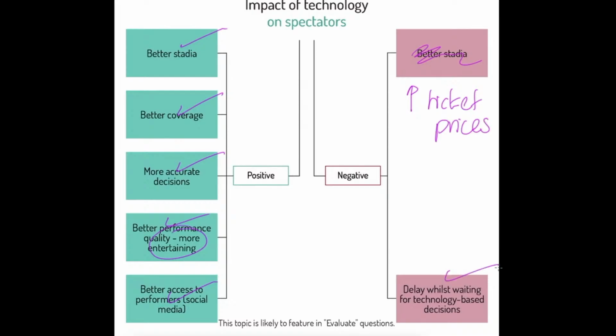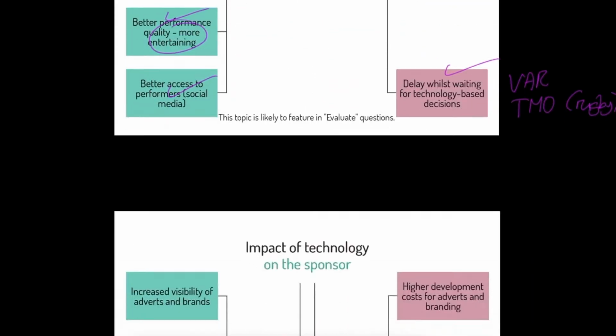Delays while waiting. VAR is a good example. I actually find the better example here is the TMO in rugby. There's so many waits in rugby, so many pauses. I personally find it quite tedious. I love the sport of rugby, both league and union, but my goodness, there's a lot of waiting for television match officials.